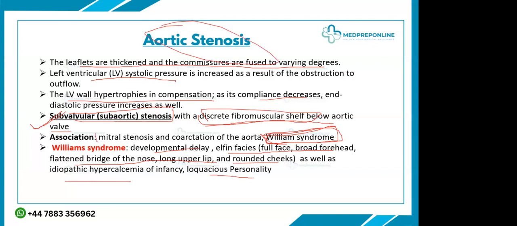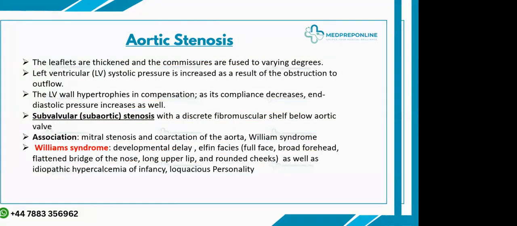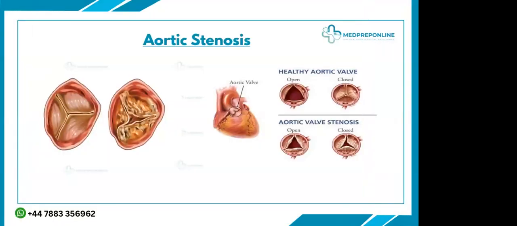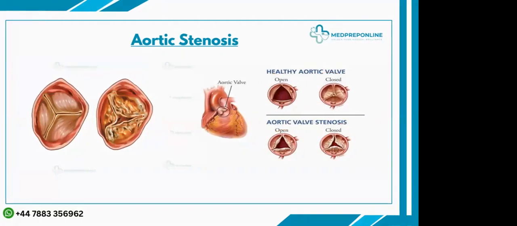Aortic stenosis is usually associated with mitral stenosis and coarctation of the aorta. There is a very likely association with them. This is a healthy aortic valve, and this is how it has been fused, leaving a very narrow pathway through which very little blood will travel. Similarly here, this is the normal opening of the aortic valve, this is closed, and this is aortic valve stenosis. You can see there is very little opening left and very little blood will flow through.